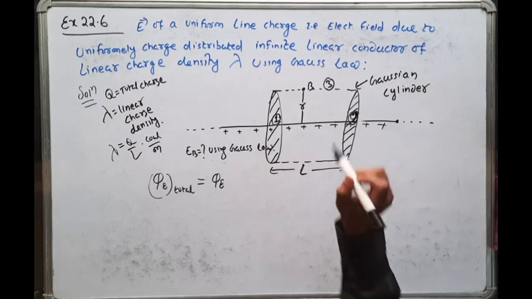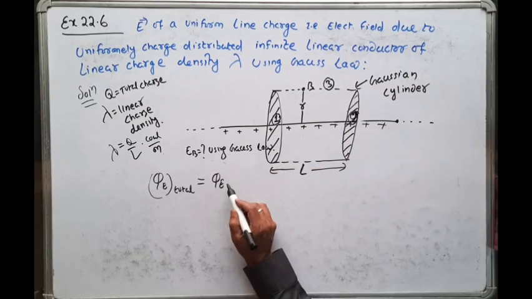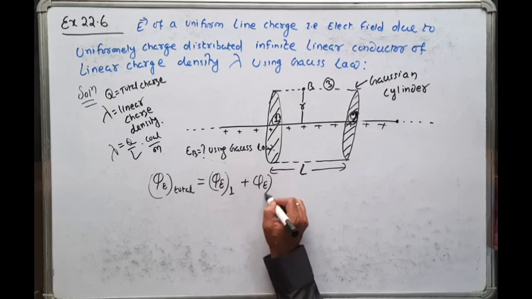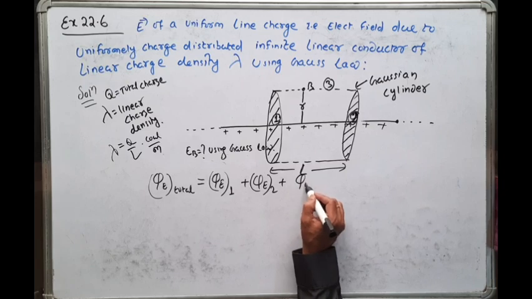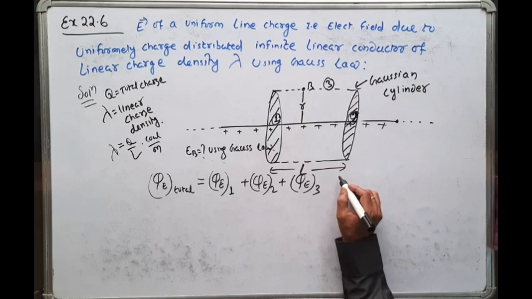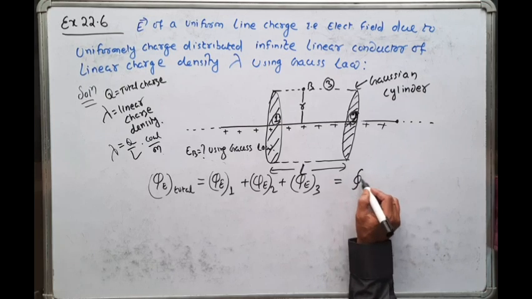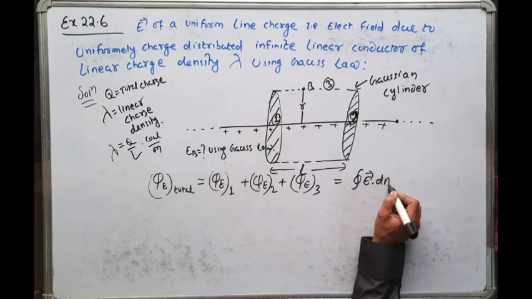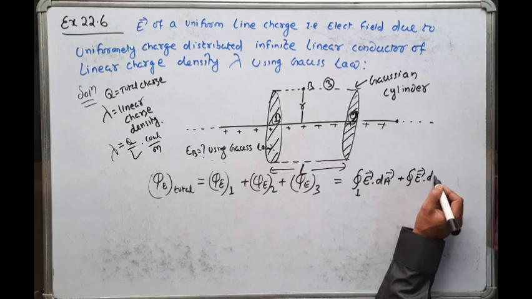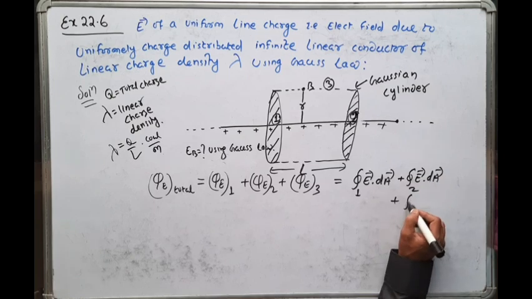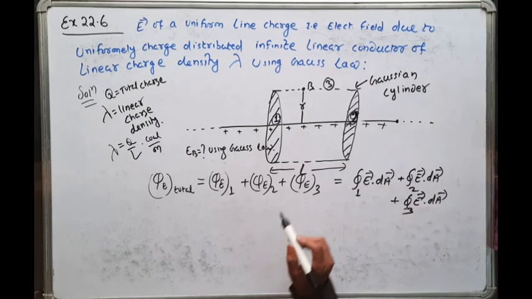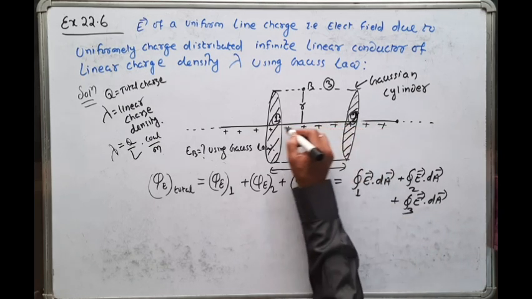Clear? So now the total flux is nothing but the electric flux in the first surface, the electric flux in the second surface, and the electric flux in the third surface. The third surface is the curved surface. So what is flux? Flux is nothing but the surface integral of E dot dA for the first surface, plus the surface integral of E dot dA for the second surface, plus the surface integral of E dot dA for which surface? The third surface.